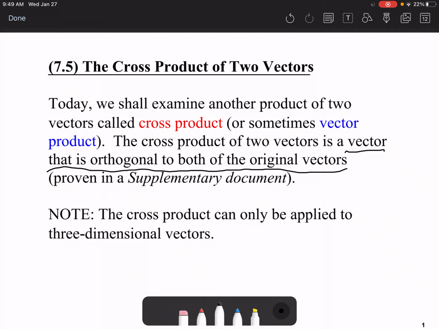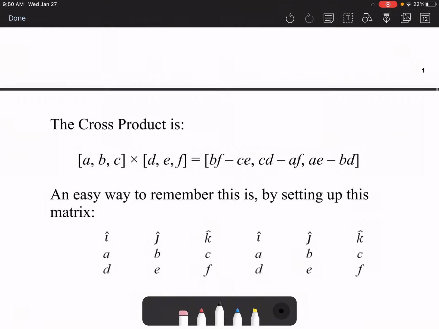What you're going to notice is this result is proven in a supplementary document called the proof of the product of the two vectors, and you can check that out if you'd like. Please realize that the cross product can only be applied to vectors that are three-dimensional. It cannot be applied to any other vectors of any other type.